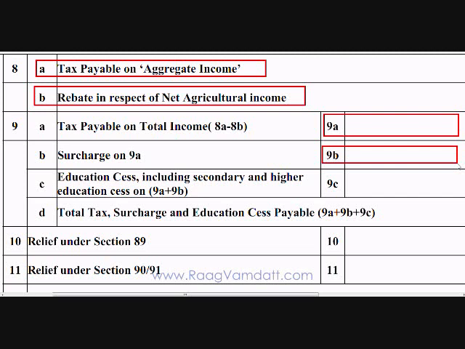Add the amounts in boxes 9A and 9B and calculate 3% of this amount. This is the education cess. Put it in box 9C. Now, add the amounts in boxes 9A, 9B and 9C and put it in the box numbered 9D.